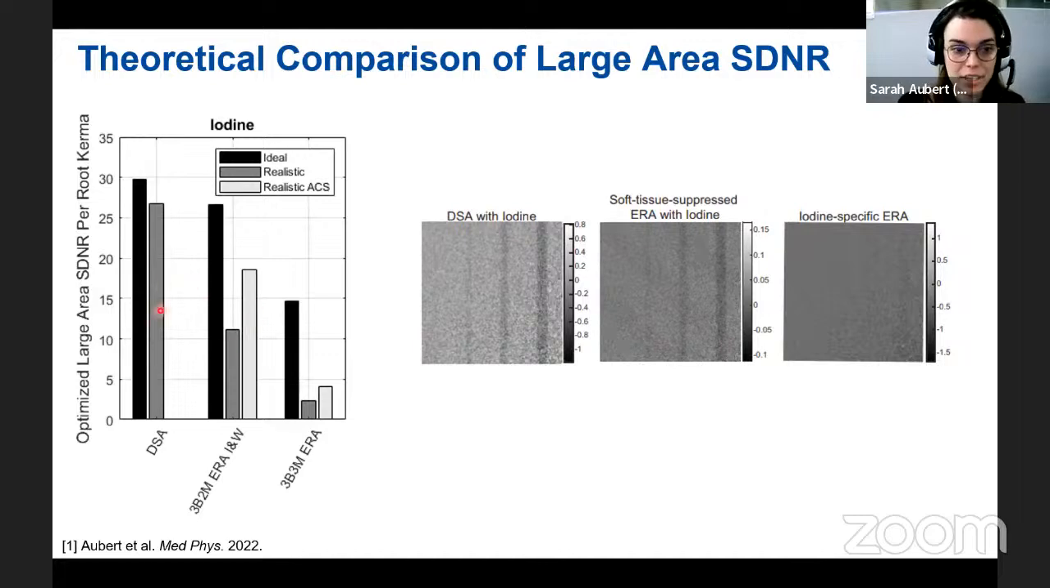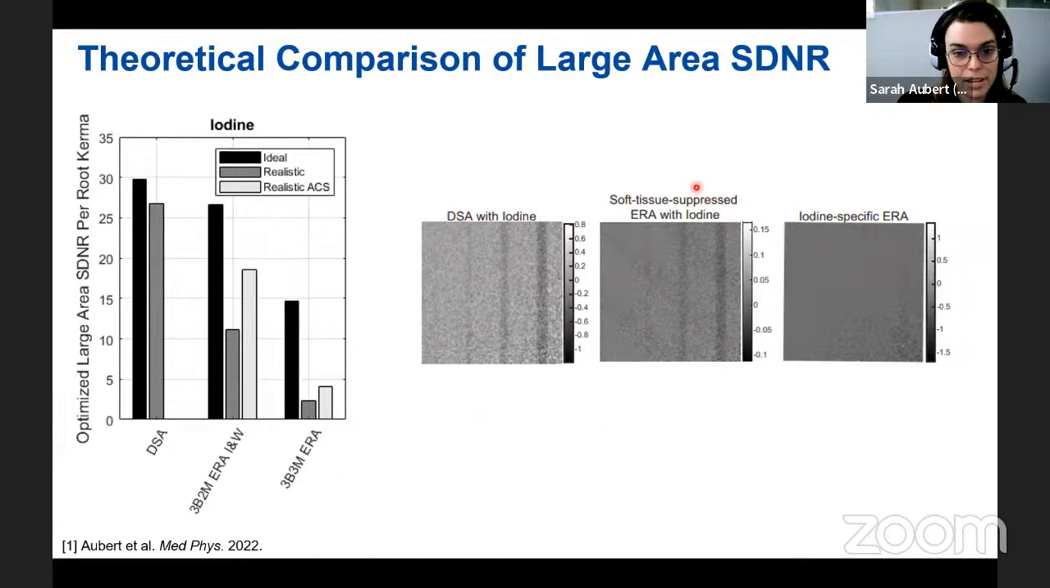And what we can see in this plot is that our 3-bin, 3-material energy resolved approach, with a realistic response, does not produce images of similar quality to that of the gold standard DSA. And our 2-material decompositions shown here produce a better result than our 3-material. So this suggests to us that our photon counting approach is likely not able to produce images of similar quality if we're trying to produce an iodine-specific image.